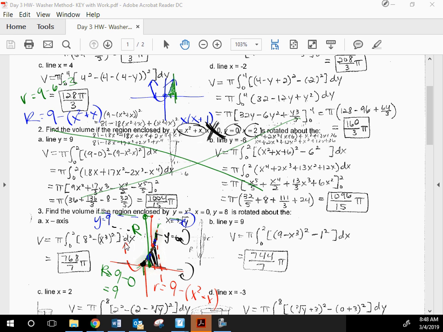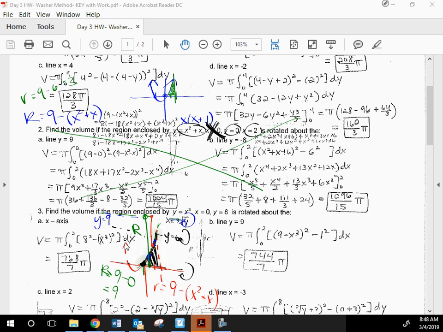Alright, do we have questions about that one? Now that we've decided what region that is supposed to be. Okay. So today what we're doing is our volumes by cross sections. And this is our last kind of volume.